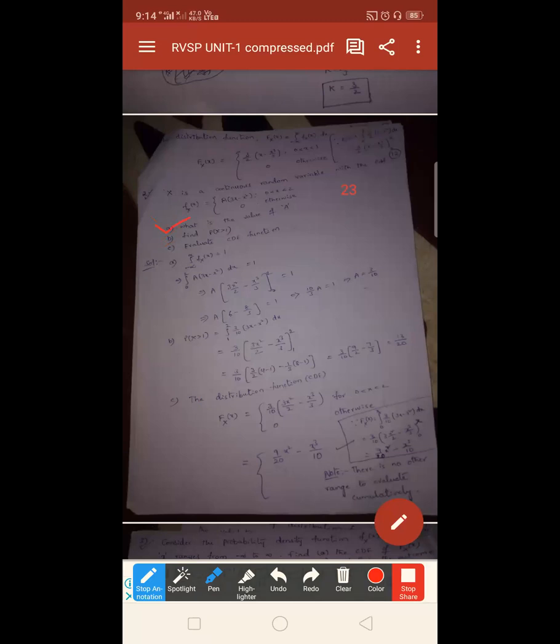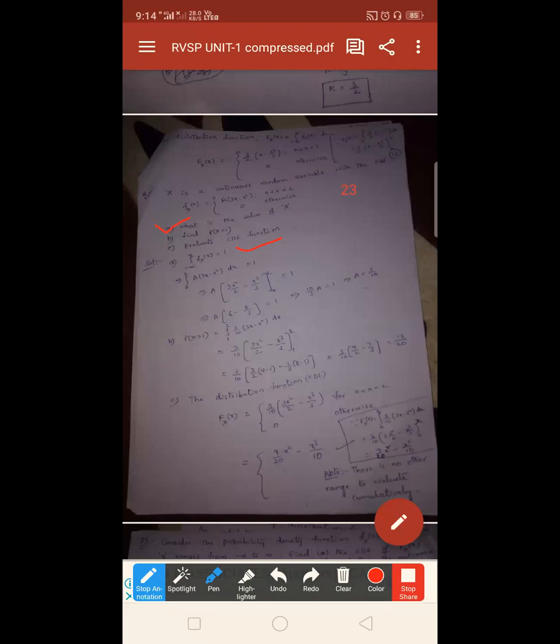Okay, so let us solve the first bit. First, the A bit. We have to find the value of capital A, that is a constant. How can we calculate the value of capital A? In the previous class, we discussed 5 properties of probability density function. All of you see those 5 properties? Among those 5 properties, which property is useful for us? Second property, isn't it?